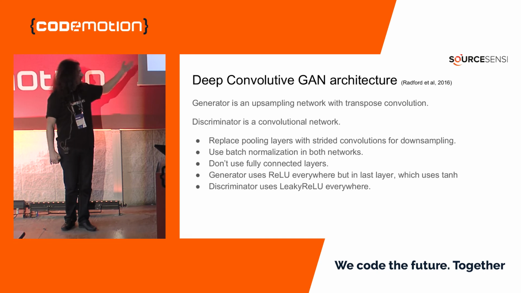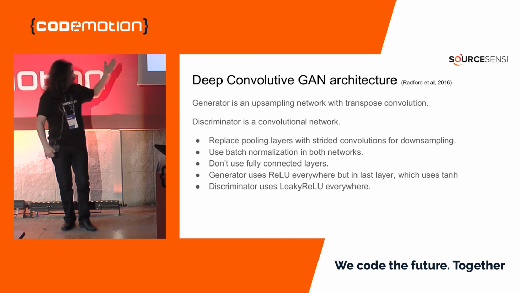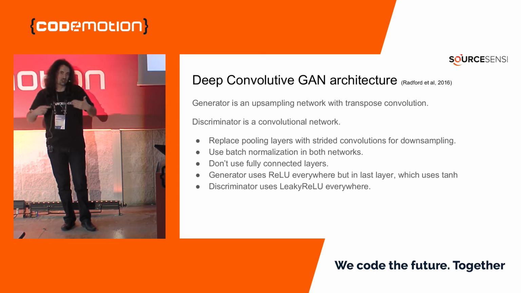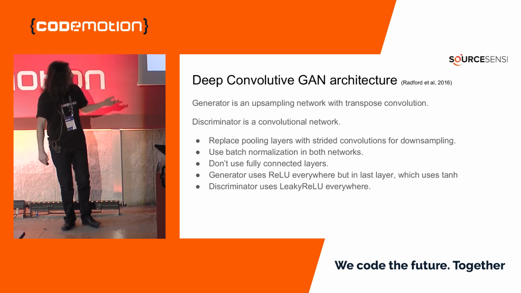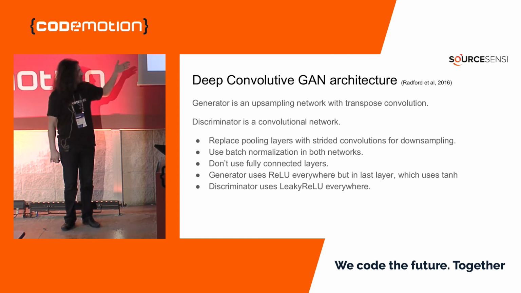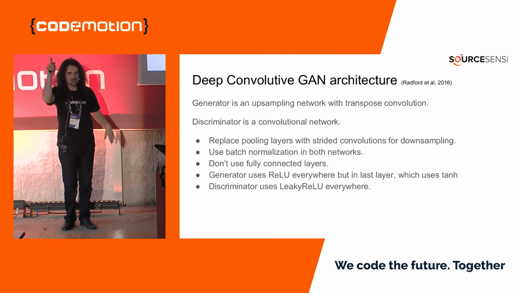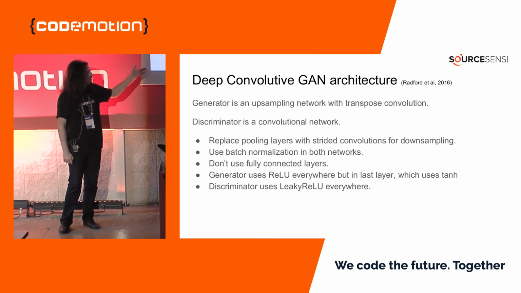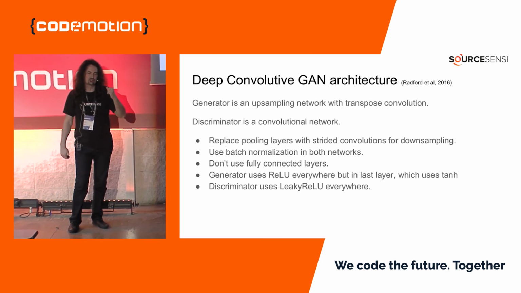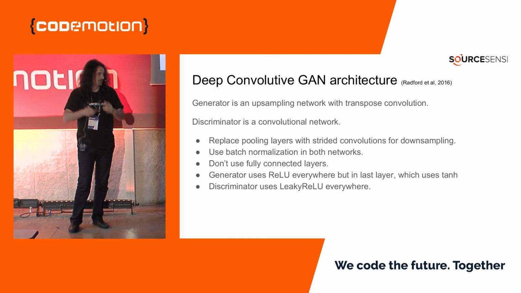Do not use fully connected layers, but rather convolutional layers, which is well accepted. The generator uses ReLU everywhere, but in the last layer, which uses tanh to output a number between 0 and 1. And the discriminator uses leaky ReLU everywhere, so you don't have gradient clipping.